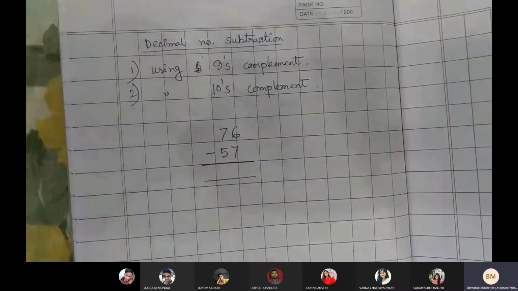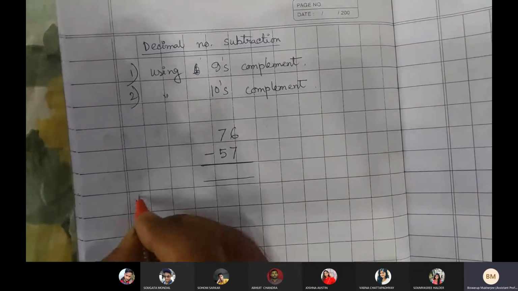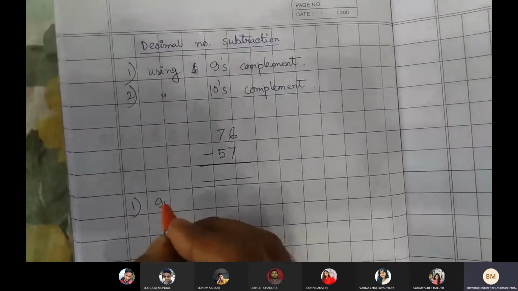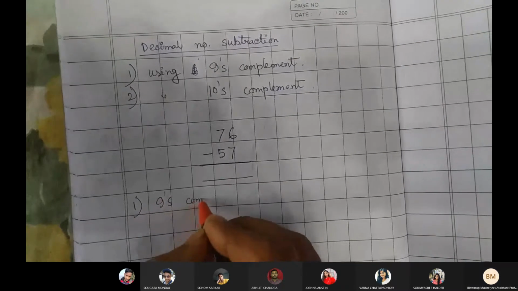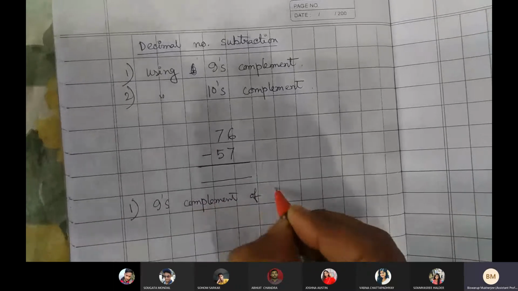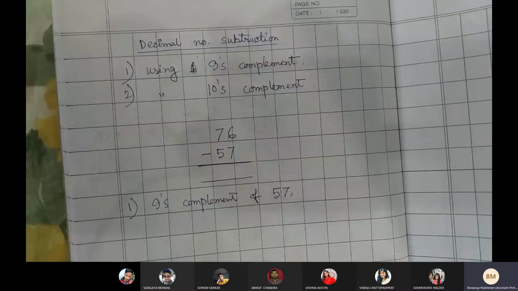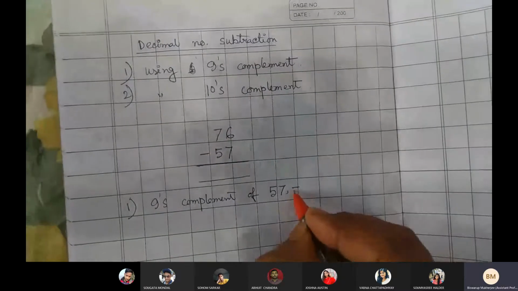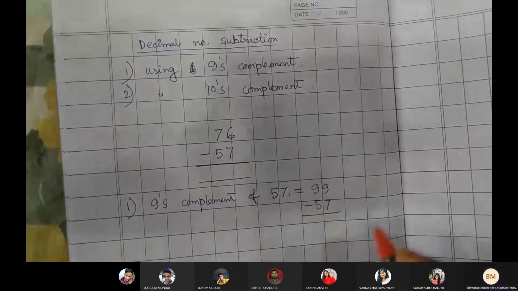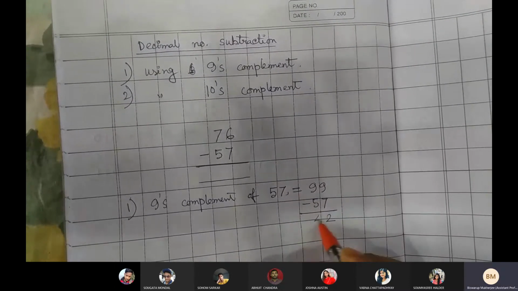We have to find the nines complement first. So step number one is to find the nines complement of 57. What is that? That is nothing but equal to 99 minus 57, which is 42.